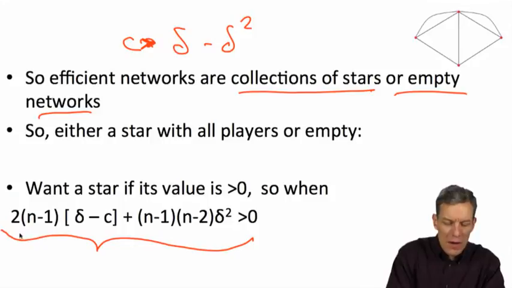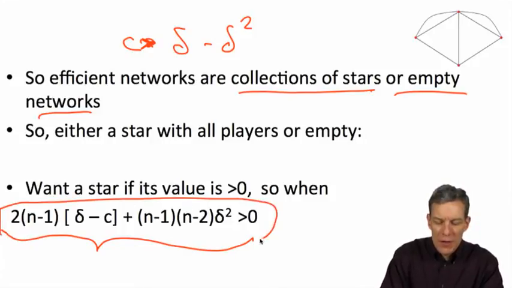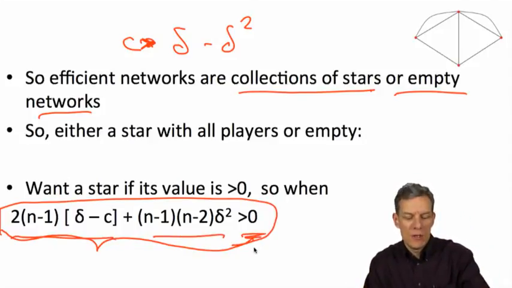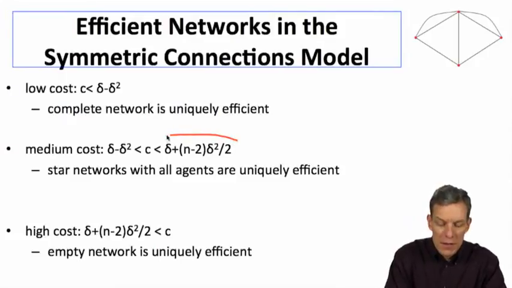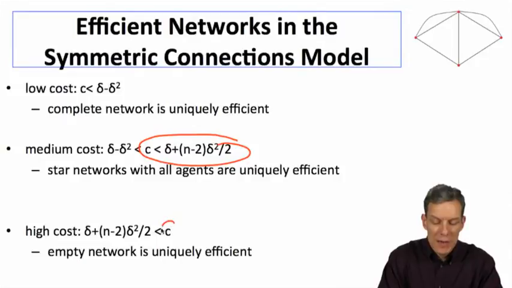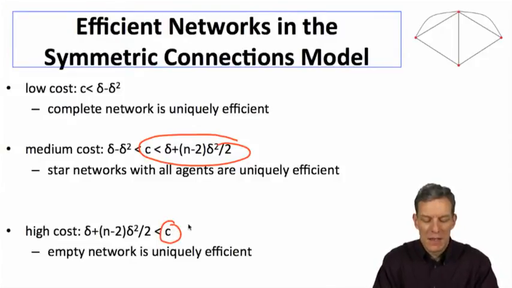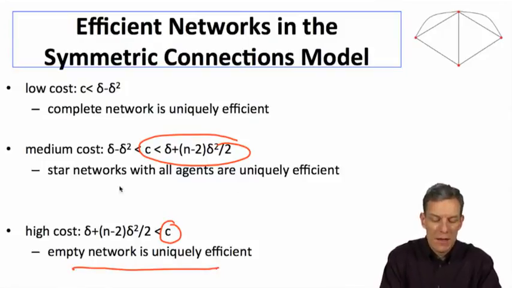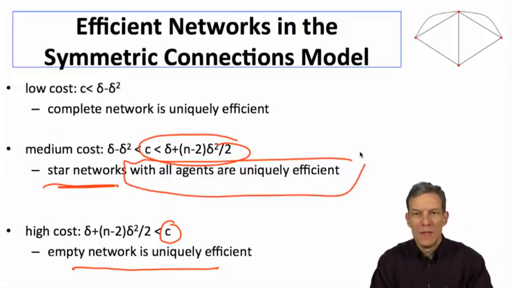And when does a star have a positive value if everybody's involved? Look at the value of the star. When is it bigger than 0? And that's that last expression that we saw in the medium cost range. So if C is bigger than that, then it makes sense not to connect anybody, just keep everybody separate. If C is smaller than that, then a star is the best thing. And what we've shown is a star is the unique efficient architecture in that setting. And then for cheap things, it's easy to see that we've got the complete network.